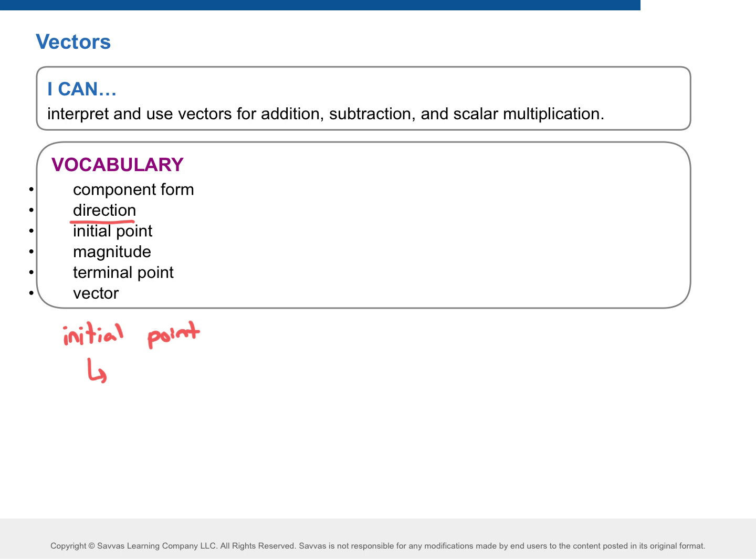Initial is the starting point. Yep, I'm going to say where something starts. Okay, so that's our initial point. I'm going to jump down to terminal point. What does terminal point mean? If the initial point is where something starts, terminal point is where something ends.